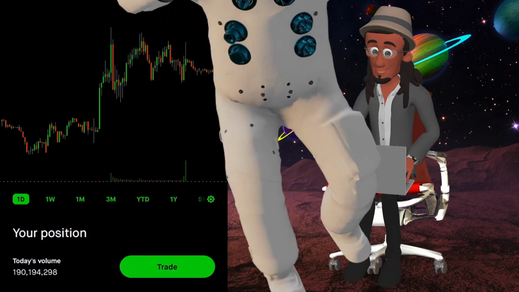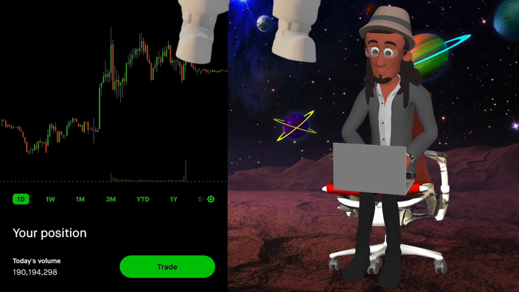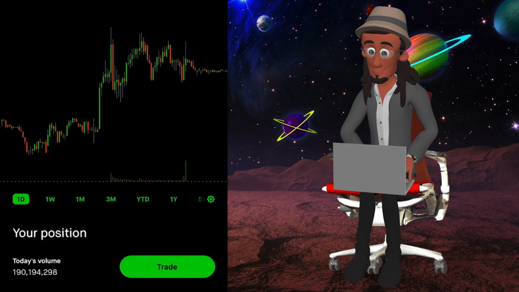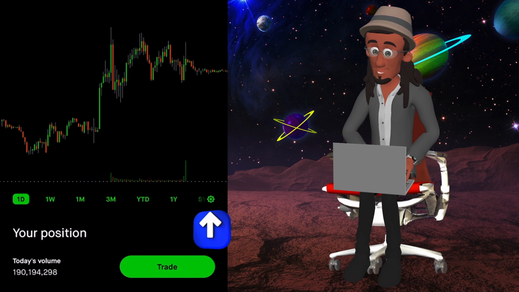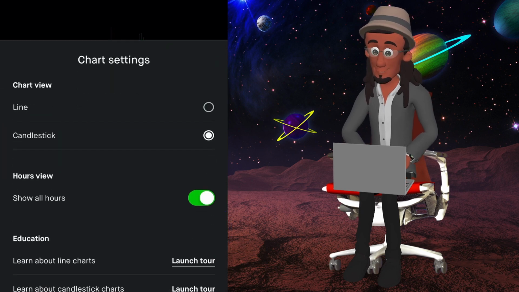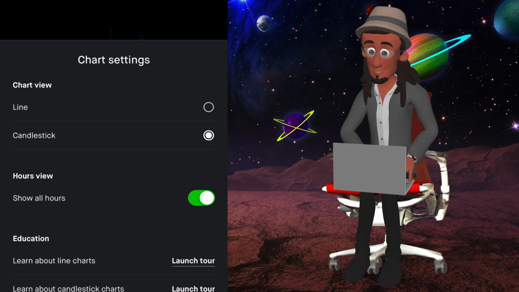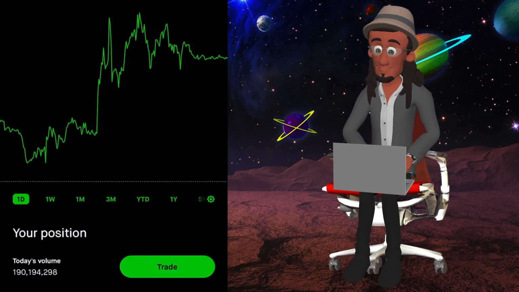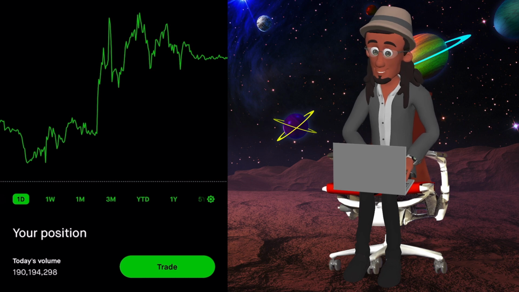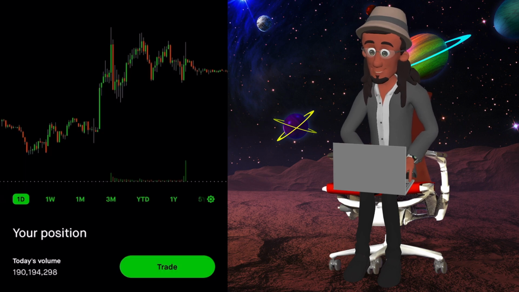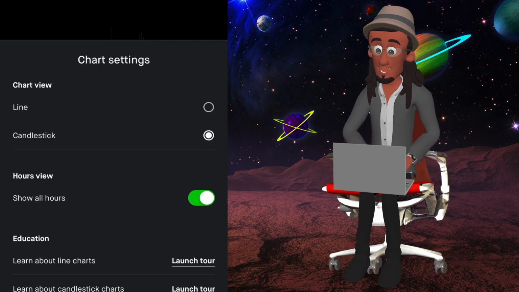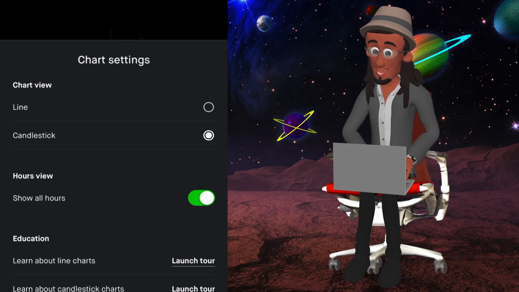So this is where you start if you want to learn how to chart. You come over here to Robinhood, and you press this little wheel button in the corner. Boom. And then it has a chart setting. It probably was already on line chart, and you can press this chart setting and switch it to candlestick charts. Boom, so now we got candlesticks. We're going to go back. You can do show all hours view. And then what we want to focus on is the education.